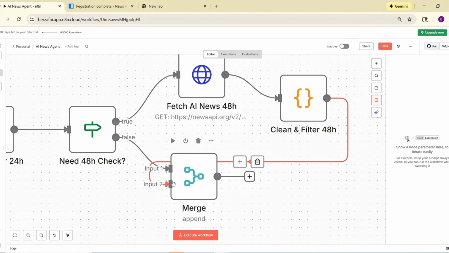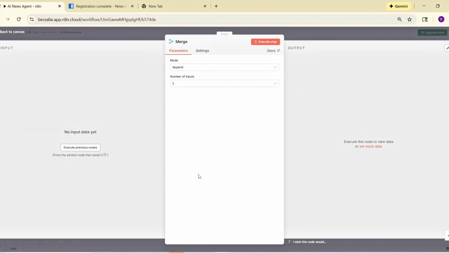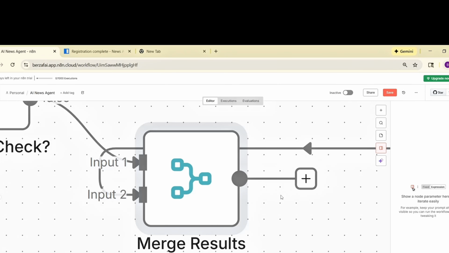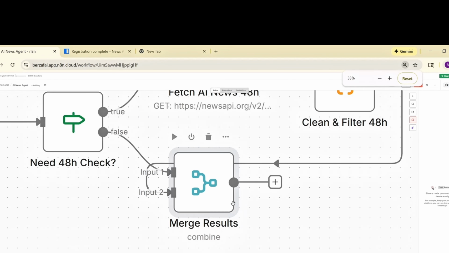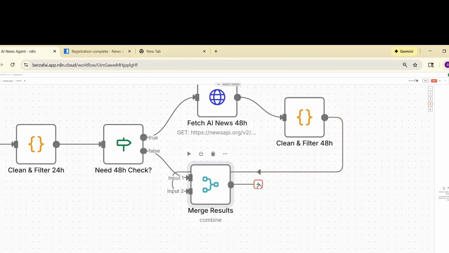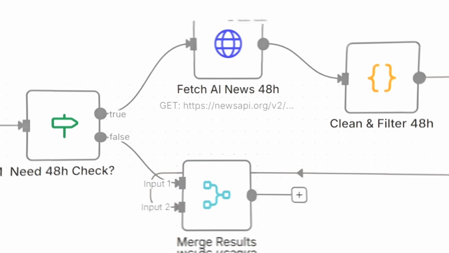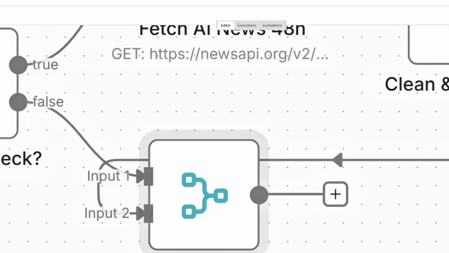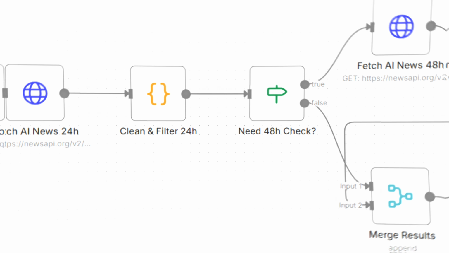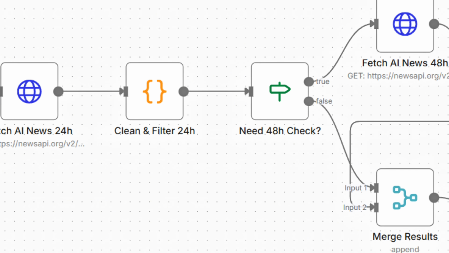Now click on the merge node and configure it. Set mode to append. Set number of inputs to 2. This takes whichever path ran, 24 hours or 48 hours, and passes the data forward. Beautiful. Now, no matter what happens, the data flows to the next step. If we got 24-hour news, great. If not, we automatically got 48-hour news instead. Smart, right? Now for the magic part, we're going to use Google's Gemini AI to summarize each article.